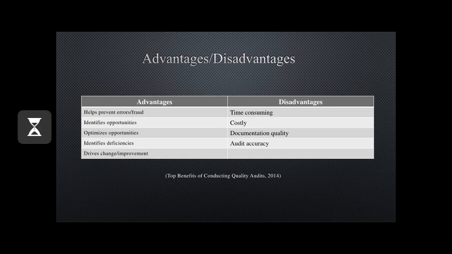And the last disadvantage is audit accuracy. This goes hand in hand with documentation quality. The auditor needs to measure and examine that process or procedure against the documentation given. So the audit isn't going to be accurate if the quality of that documentation is bad.